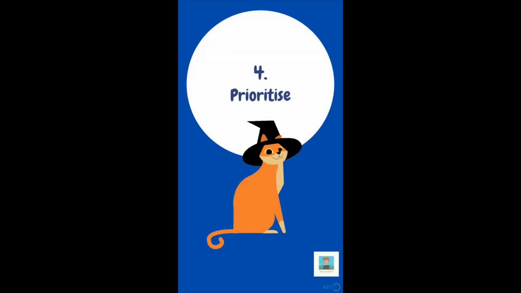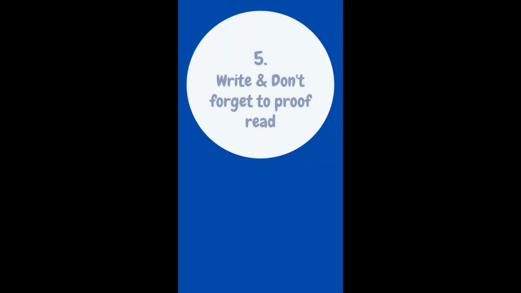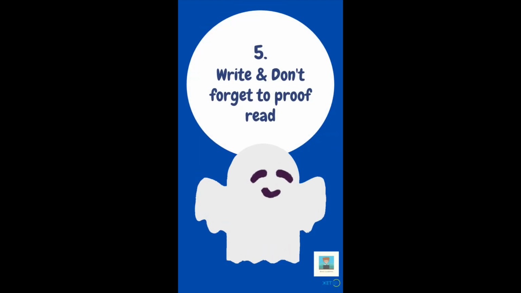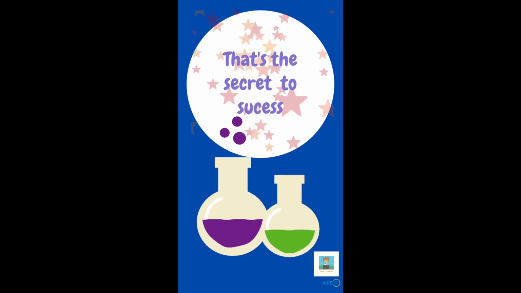Once you've done that, you can then prioritise what's most important, also important, and then extra. Finally, write your letter and don't forget to leave yourself time to proofread it at the end. And that's the magic formula for success in your OET writing.